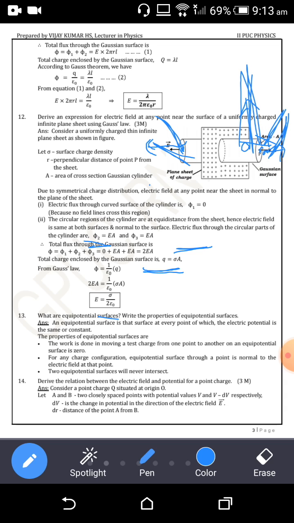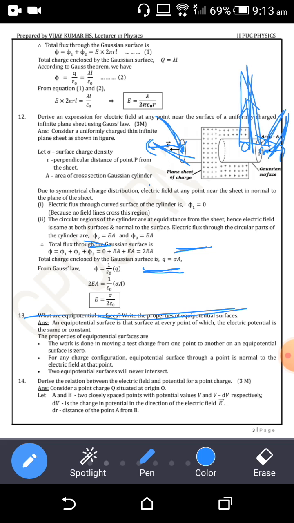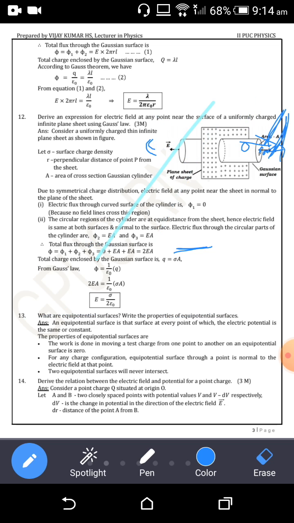So this is regarding the derivation of the electric field at any point near the surface of a uniformly charged infinite plane sheet. Do one thing, just go through this derivation. Even this is an important question which we ask for 5 marks, but they have given it here for 3 marks. So there is a chance of asking this derivation even for 5 marks also.